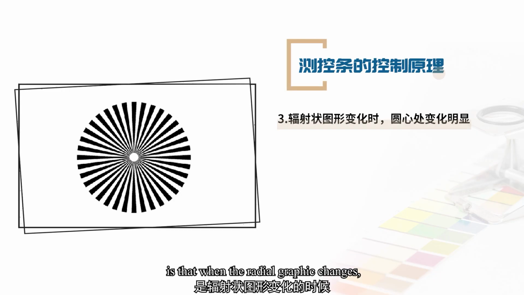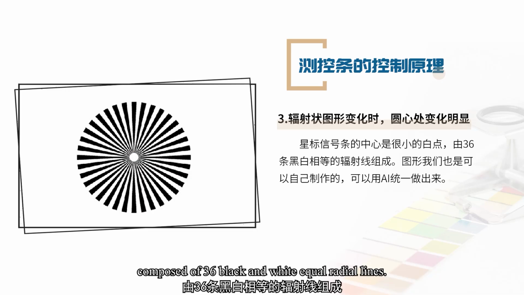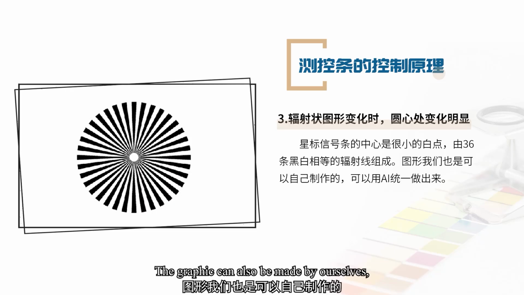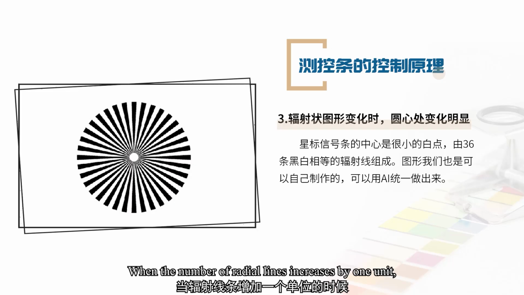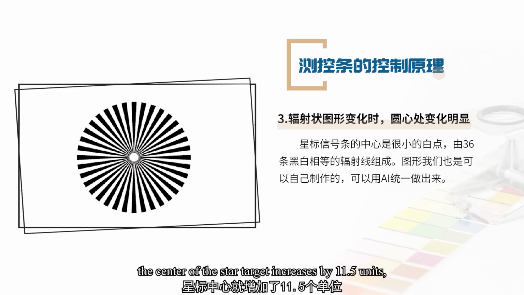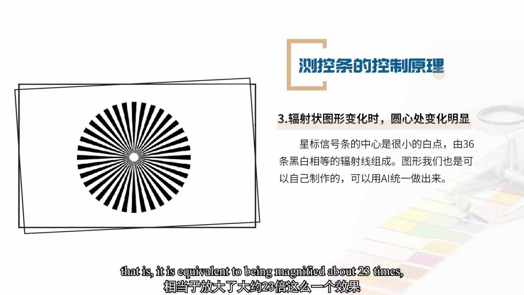The third is that when the radial graphic changes, the change of the center of the circle is obviously larger than that of the edge. The center of the star target signal strip is a very small white dot, composed of 36 black and white equal radial lines. The graphic can also be made by ourselves, and can be made uniformly with AI. When the number of radial lines increases by 1 unit, the center of the star target increases by 11.5 units. And when the opposite vertices are connected, it is twice as much, equivalent to 23 units. That is, it is equivalent to being magnified about 23 times.